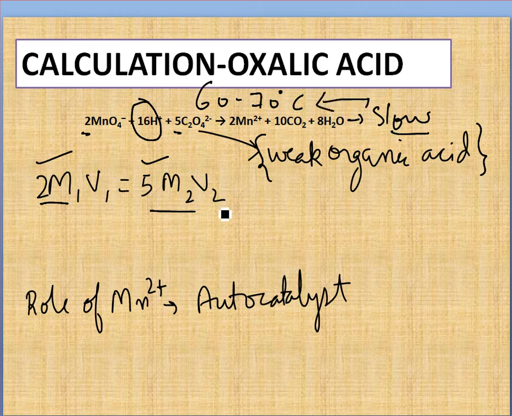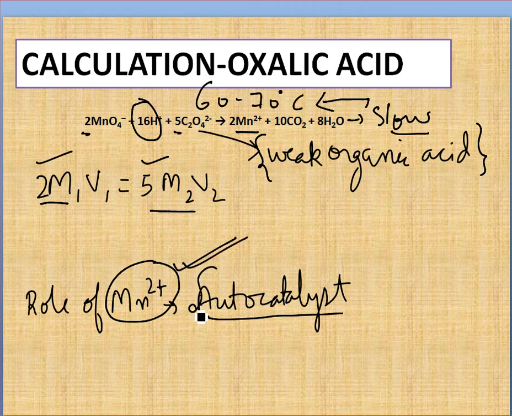Now one more important thing is the role of Mn2 plus. This Mn2 plus is forming, so it acts as an autocatalyst. Very important point. You have heated the oxalic acid and started titrating, and the rate of reaction increases. After the formation of Mn2 plus, it acts as an autocatalyst and the reaction will be continuous after the Mn2 plus formation. So this is the important point about oxalic acid.